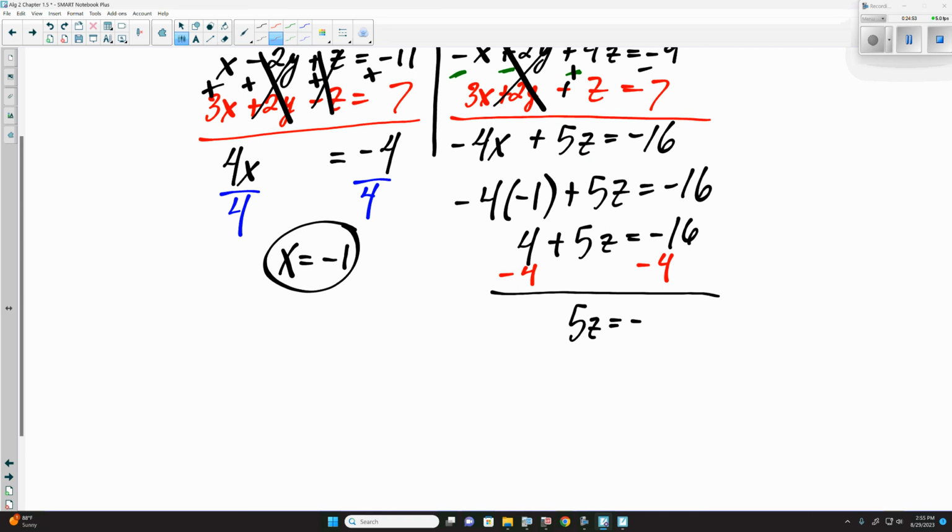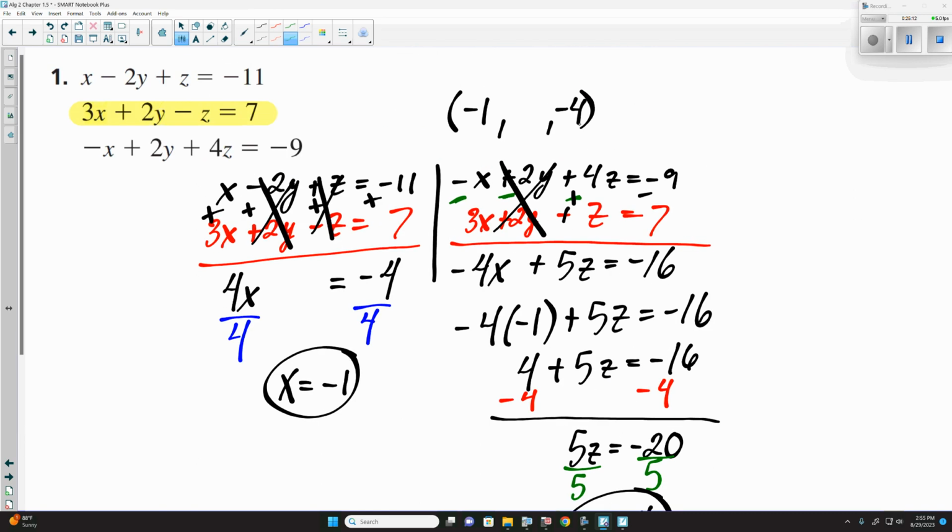At this point we would have minus 5z is equal to negative 20. And last but not least, we would divide by 5. And the z is negative 4. Questions on how we found x and z? Well, to find y, we just have to plug it back in one of the original three equations. Any questions on this before we find y?